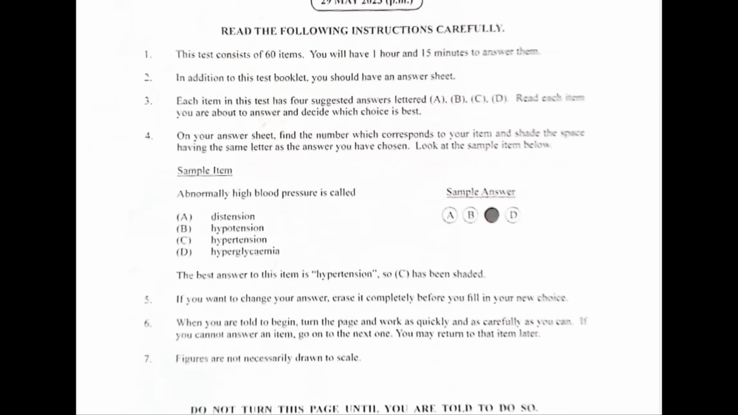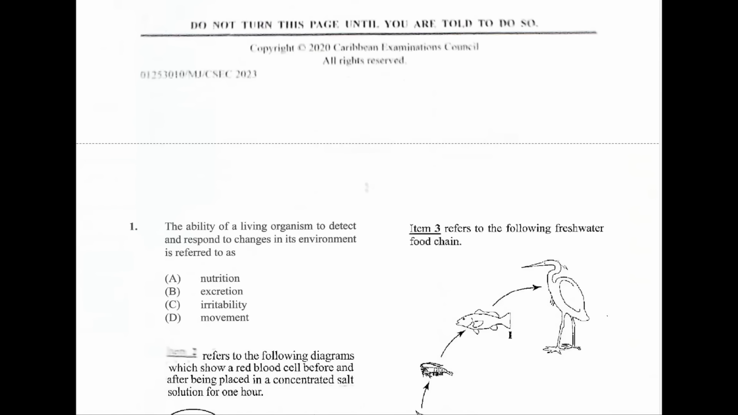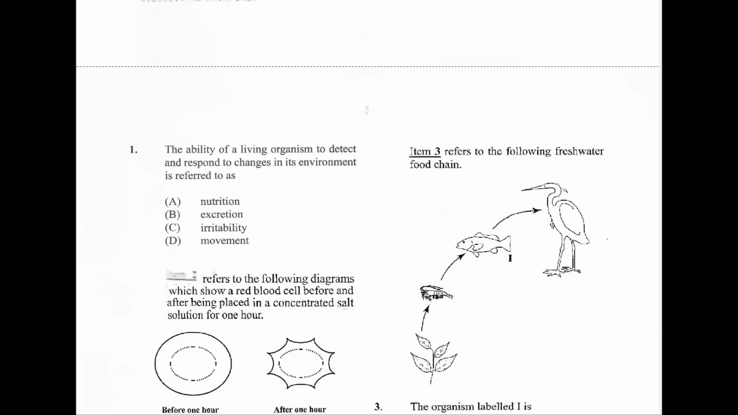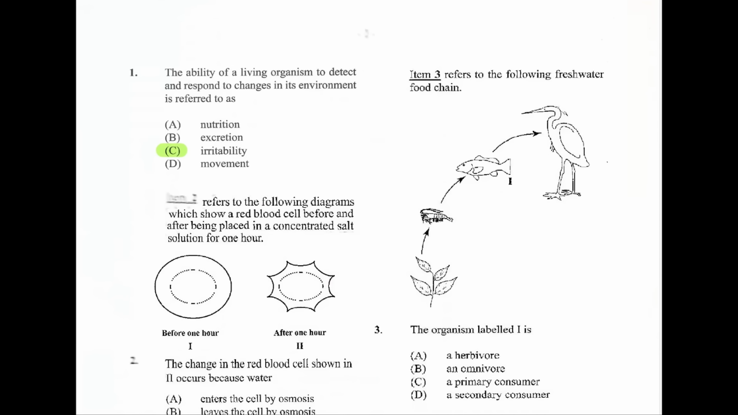This is a look at the June 2023 paper 1 for Human and Social Biology. And we begin the 60 questions by answering number 1. The ability of a living organism to detect and respond to changes in its environment is referred to as C, irritability.